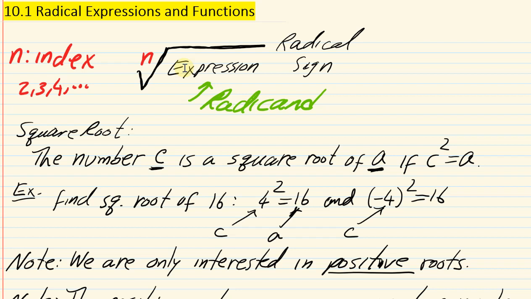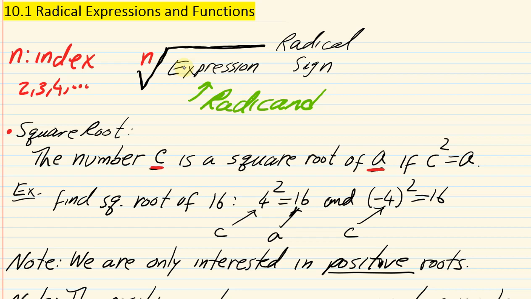So let's define what we mean by square roots. This is our first definition of a square root. A simple, straightforward definition: a number c is the square root of a if you square c and it becomes a. That's all the definition is. So for example, let's say we want a square root of 16. Well, because 4 squared is 16 and negative 4 squared is 16 also, there are 2 square roots of 16: one positive, one negative.